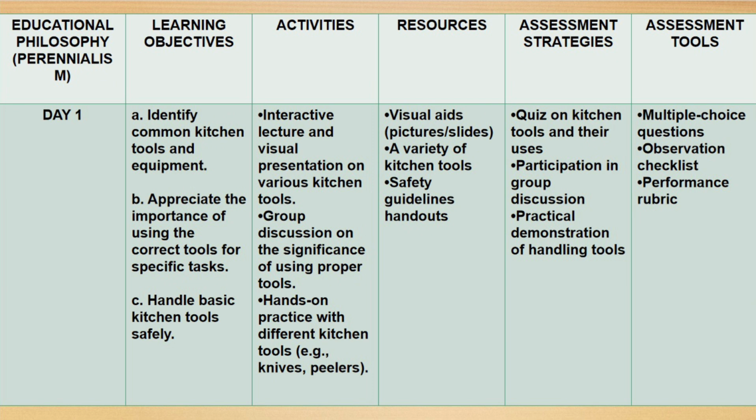And last one, performance rubrics. So a rubric with specific criteria to evaluate student handling of kitchen tools. So these tools measure abilities to safely and effectively handle tools. For example, the criteria might include uses correct grip, demonstrates safety procedures, and effectively uses each tool as intended. So our third assessment tool was hit with our third learning objective, which is handling basic kitchen tools safely.